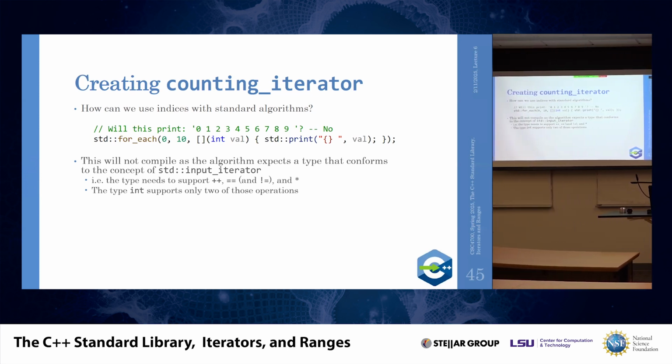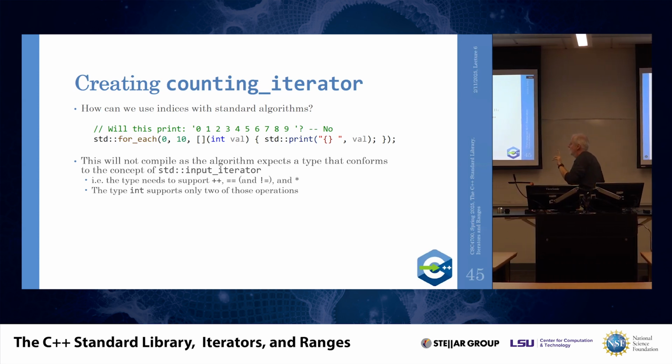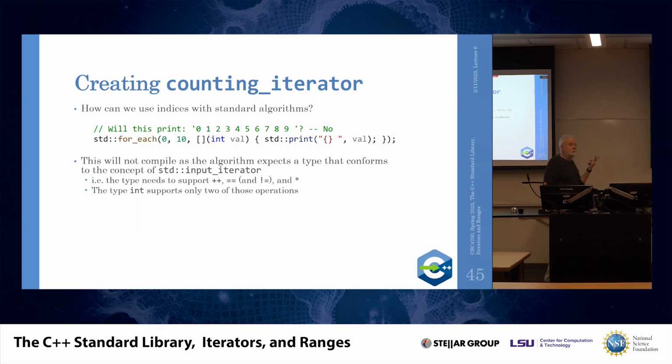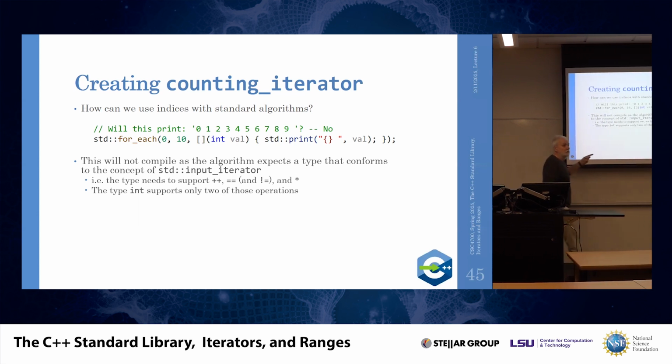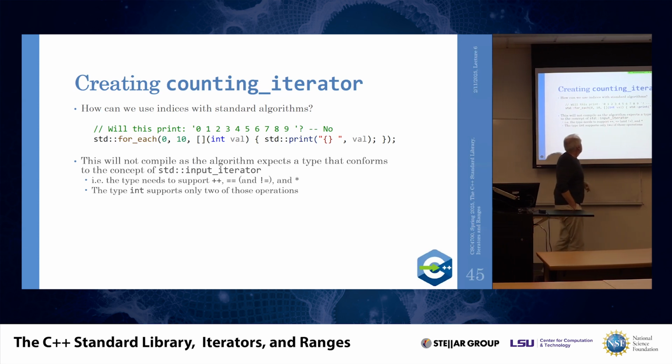That means that the type needs to support what? 3 operations. It needs to support plus plus, it needs to support dereference, and it needs to support comparison. Well, an integer supports 2 of those operations, but it doesn't support the dereference operation, right? We can't dereference an integer. That's why this will not compile.